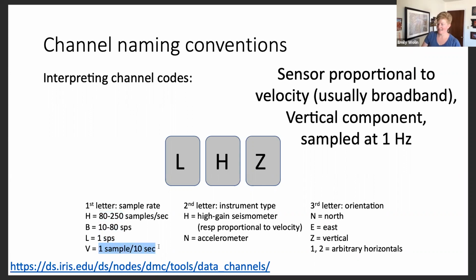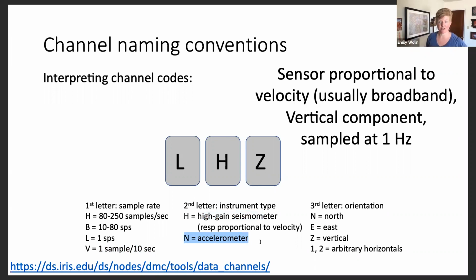And you'll see V, which is 1 sample every 10 seconds, right? So this is a very low sample rate channel for state of health or normal mode studies or things like that. The second letter in your channel code denotes the type of instrument. So for seismometers, you'll often see H. H is for a high gain seismometer, generally means it's a response proportional to velocity, and N is used very often for data from strong motion accelerometers.